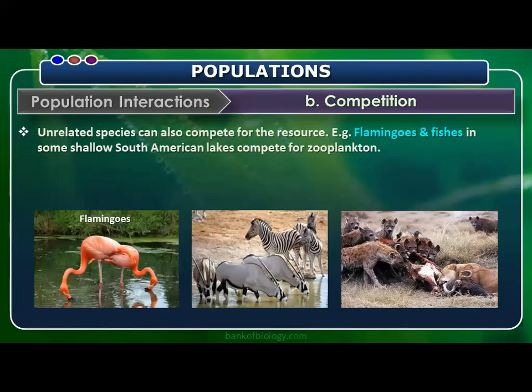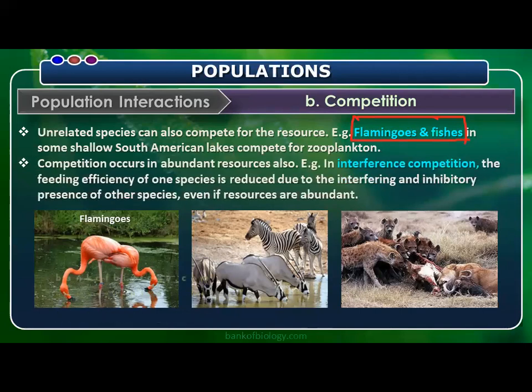Unrelated species can also compete for the resource. These are exceptional cases which we are discussing with an example. Unrelated species can also compete for the resource. Flamingos and fishes in some shallow South American lakes compete for zooplankton. This is one of the best examples for this.